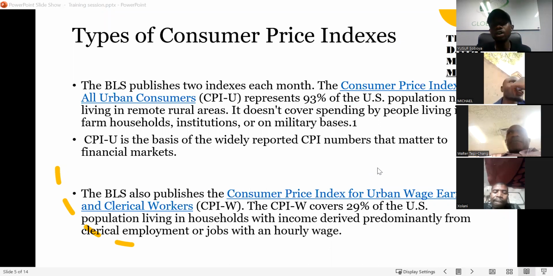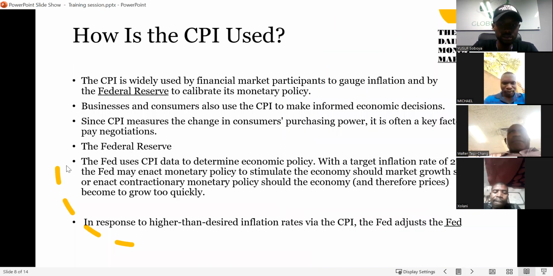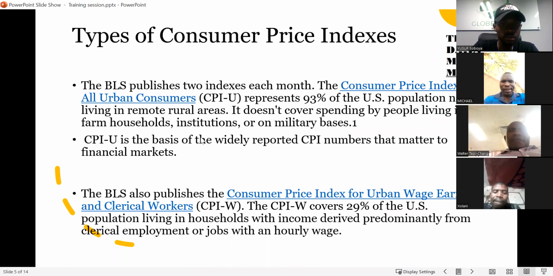The CPI-W covers 23% of the United States population living in a household with income derived predominantly from, I can see there's a question. LSM. What is the LSM, my brother?